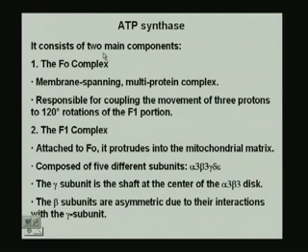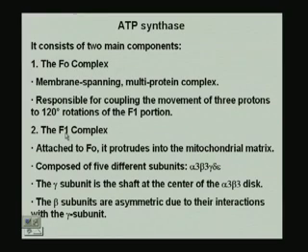What we need to know now is that in ATP synthase there are two main components: an F0 complex and an F1 complex. The F0 complex is the membrane spanning complex. It is a multi-protein or multi-subunit complex, and it is responsible for the motion of the protein. We will see what that is in a moment.